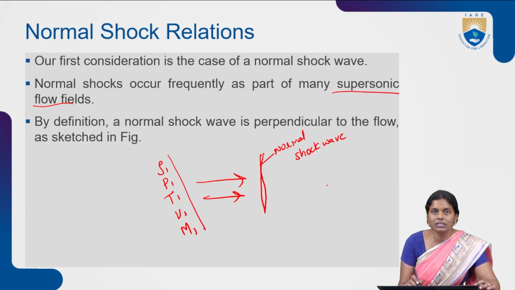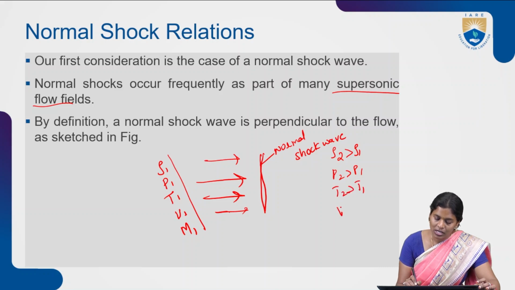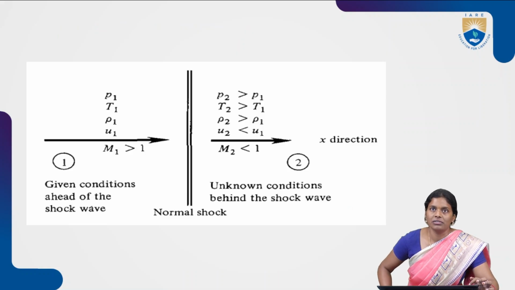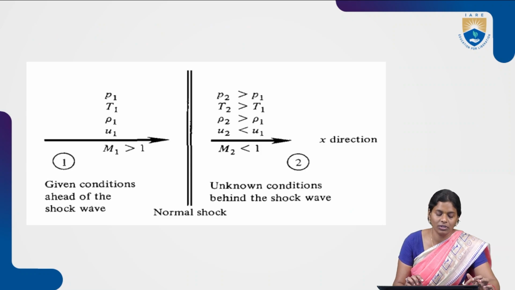Once the flow crosses the shock wave, what happens? The density will be higher, the pressure will be higher, the temperature will be higher, whereas the velocity will be less and the Mach number also will be less. So these are the variations we will have behind the shock wave.